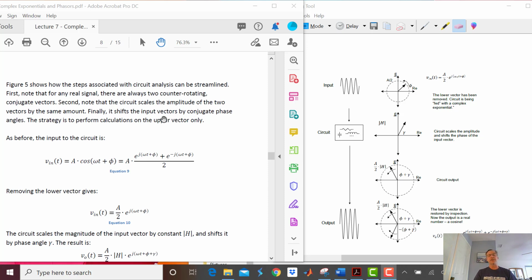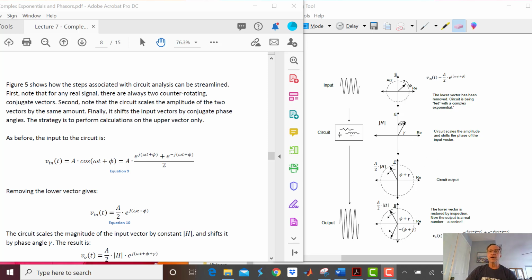So our strategy is we're going to do our calculations on the upper vector only. The way I like to think of it is, for a cosine, I've got a sinusoidal signal, I've got these two counter-rotating vectors. But I like to think that the lower vector is just kind of following the upper vector like a little dog, right? The upper vector goes that way, the lower vector is going to go that way. So if I know what the upper vector is, I know what the lower vector is going to do.